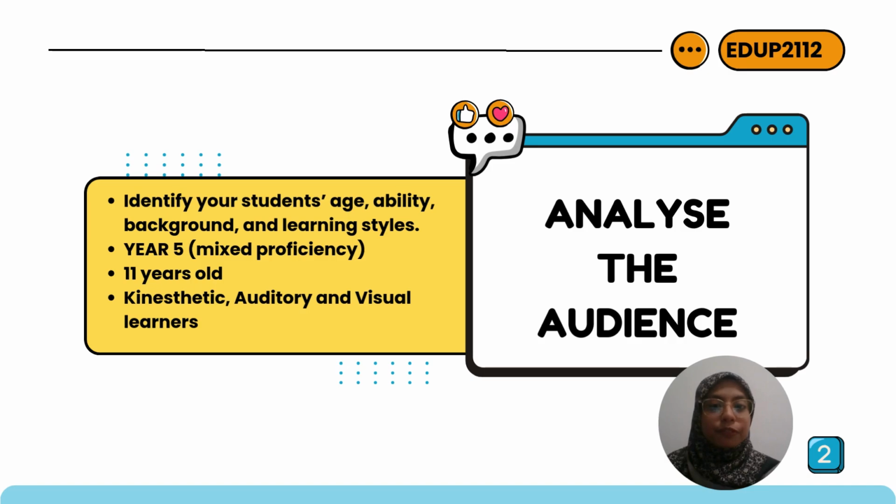The very first step in the Assure model is to analyze the audience. You need to identify your students' age, ability, backgrounds, and also learning styles. In my lesson plan, the students that I choose are Year 5 students with mixed proficiency levels. The age of my students is 11 years old. The learning styles of my students are kinesthetic, auditory, and also visual learners.